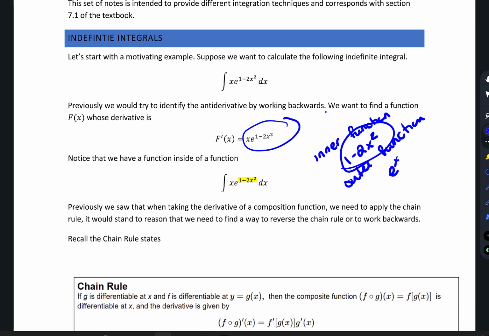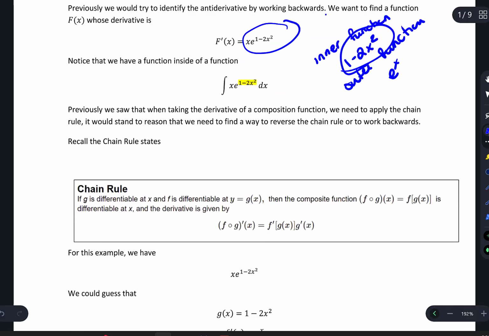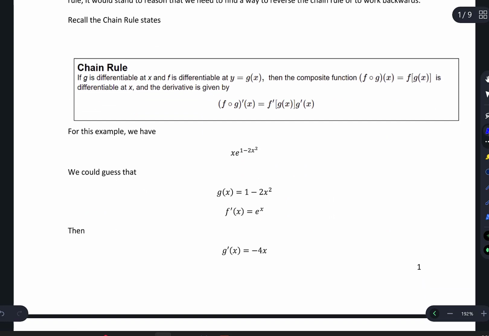So usually when we start to work with these, when you identify the composite function, the composite piece won't be the entire function, because we are also going to have to account for the derivative of the inner function. And so recall that the chain rule states the following.